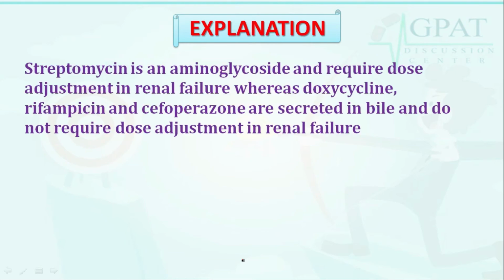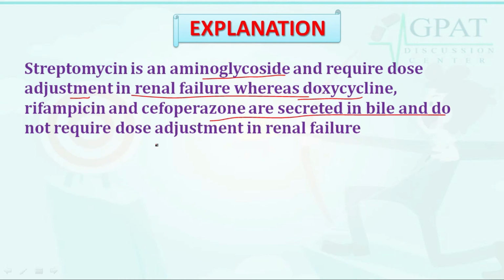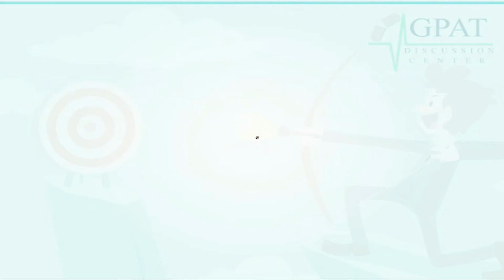Let's discuss with the help of explanation. Here we have a simple explanation: streptomycin is an aminoglycoside and requires dose adjustment in renal failure, whereas doxycycline, rifampicin and cefoperazone are secreted in bile and do not require dose adjustment. Only streptomycin requires dose adjustment. It is a class of aminoglycoside.